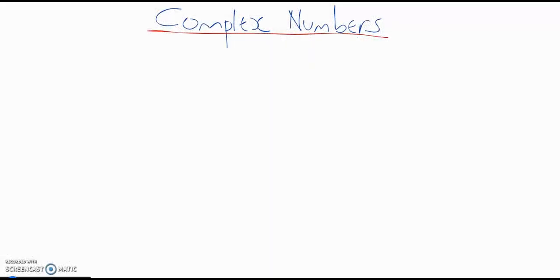Today we're going to be looking at the concept of complex numbers, but we're going to start with a little experiment which you're going to look at and try to see what is wrong with it before I'm complete. So let us go ahead.